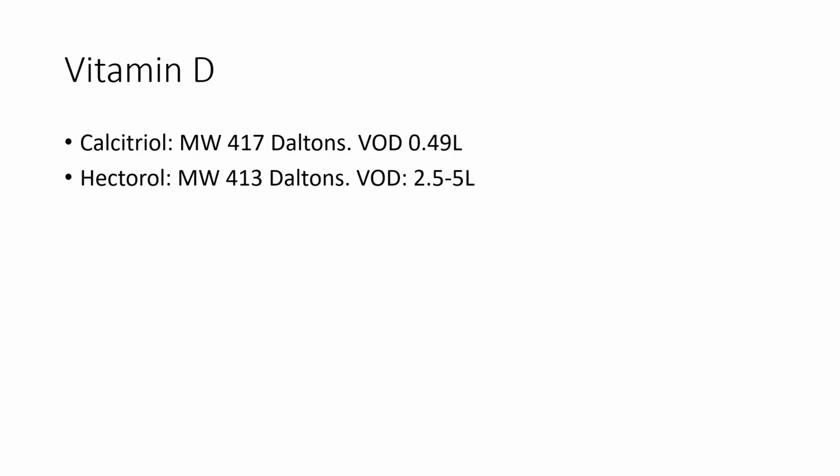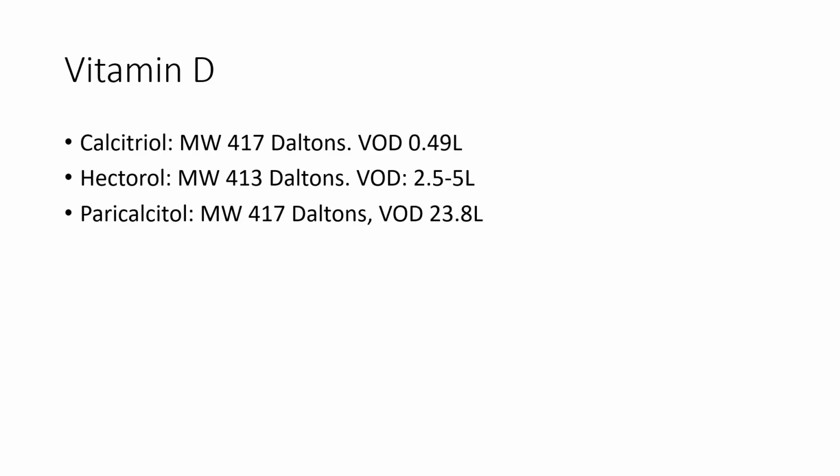What about vitamin D? So there are lots of different activated vitamin D analogs that we administer to our patients, including calcitriol, small molecule, molecular weight 417 daltons, small volume of distribution. Hectorol, molecular weight 413 daltons, so another small molecule. Volume of distribution is larger, it's 2.5 to 5 liters, so you know from that it's not going to be removed well with dialysis.